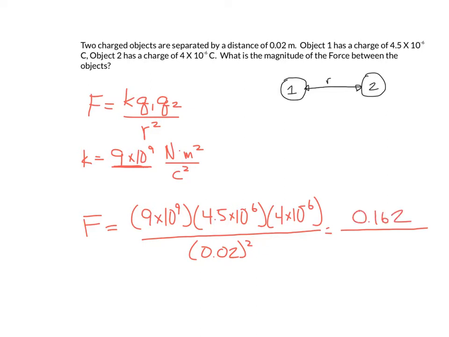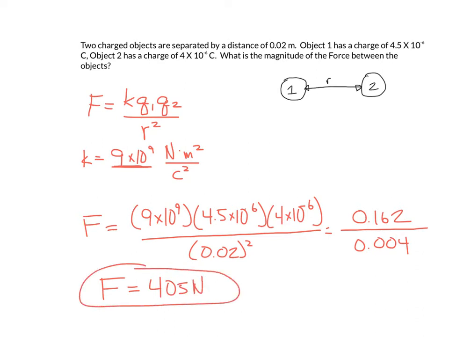So if I multiply all these numbers on the top together, I get 0.162. And on the bottom, I take 0.02 and I square it, and I get 0.004. So that's the first step I recommend. The final step is you take the numerator, you divide it by the denominator, and you get an answer of 405 newtons. So this is just a way to solve for the force of attraction or repulsion between two charged objects.